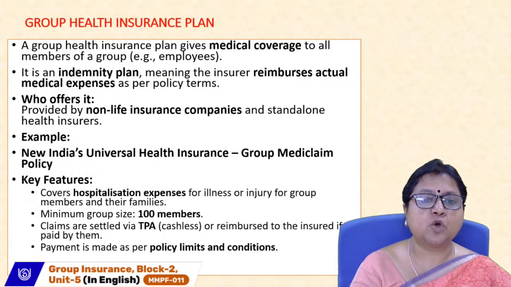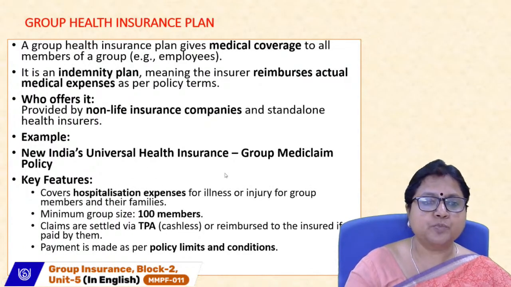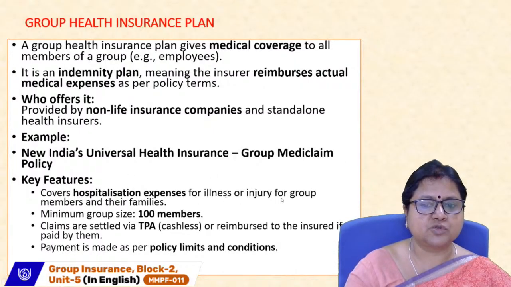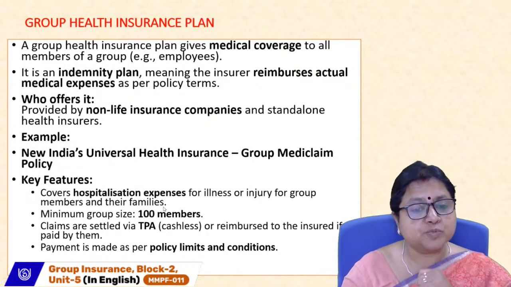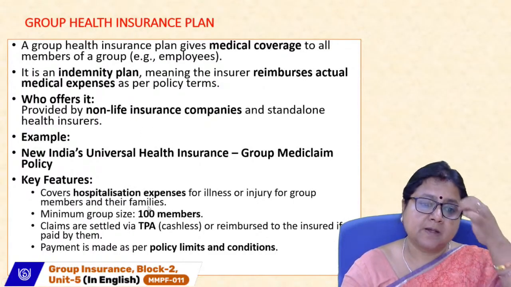It is provided by non-life insurance companies only, and this is a specific insurance sector. Here health insurance only, special insurance, and standalone health insurers. So New India's universal health insurance group mediclaim policies also exist. It covers hospitalization expenses for illness or injury for group members and their families. The minimum group size is 100 for the health insurance.